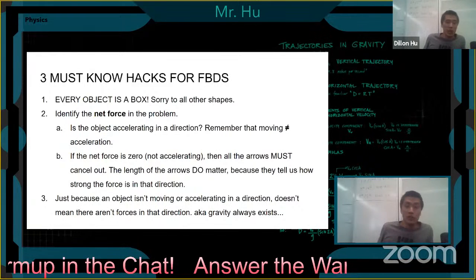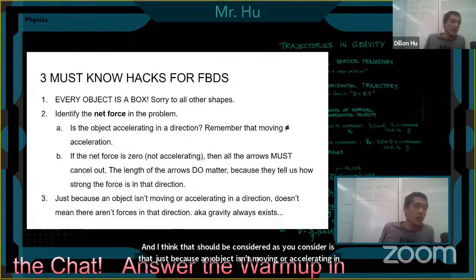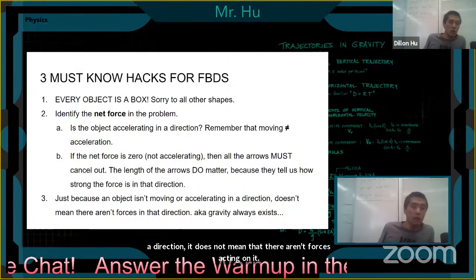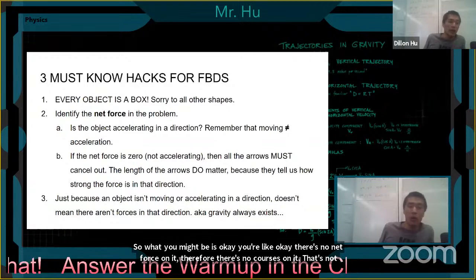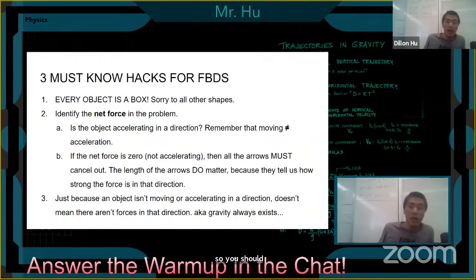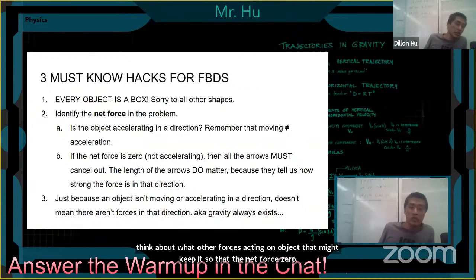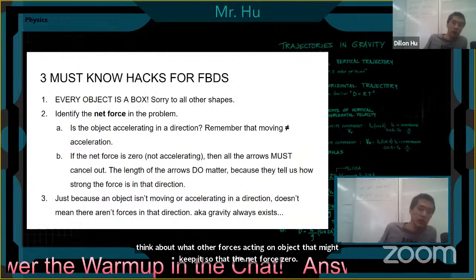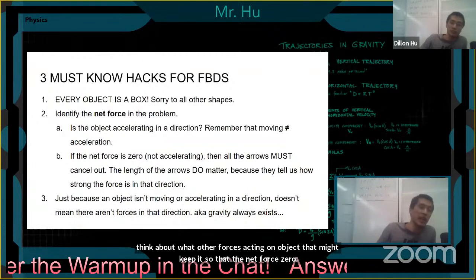So these are your 3 must-know hacks. First off, every object is a box. Second of all, you should identify the net force of the problem, and the net force should tell you whether or not your arrows cancel out. And last but not least, just because an object isn't moving or accelerating doesn't mean there aren't forces acting in that direction.